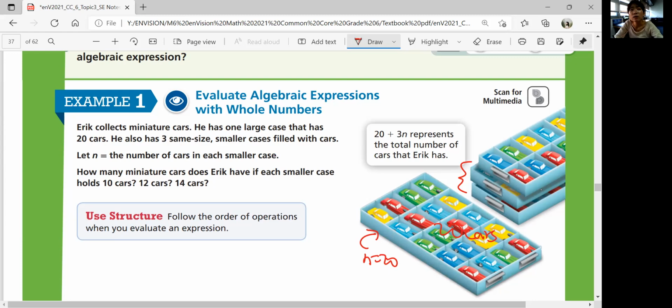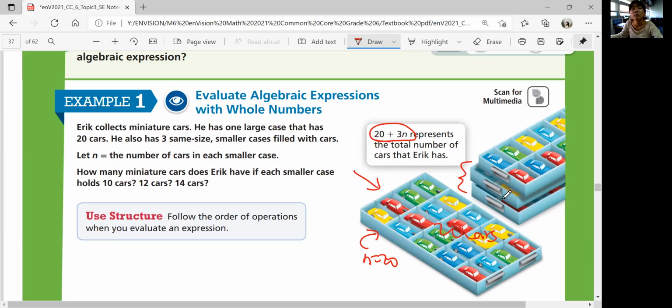Follow the order of operations when you evaluate an expression. 20 plus 3n would represent the total number of cars that Eric has because he has 3 boxes, which means he has 3 times n, and he has 1 more case of 20 cars. Or you can just do 4n, right?